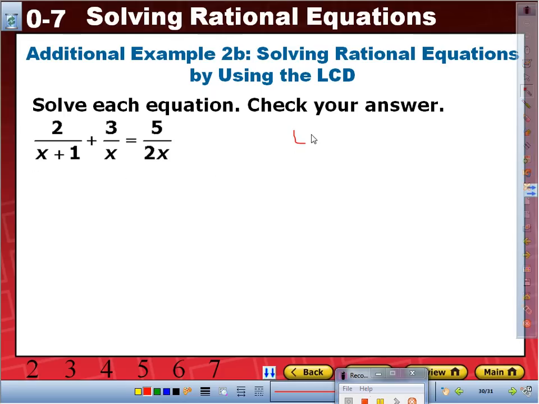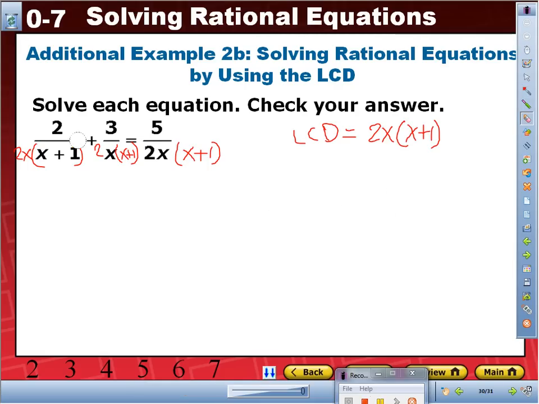We need to multiply times the LCD. So, let me ask you this. Guys, focus. What does this one need that this one has? 2. What does this one need that this one has? 2x. Right? And what do these need that this has? X plus 1. Remember, we're multiplying, we're not adding. So our LCD is 2x times x plus 1. Are we there? Okay, so now, I'm going to erase this so you can see it.